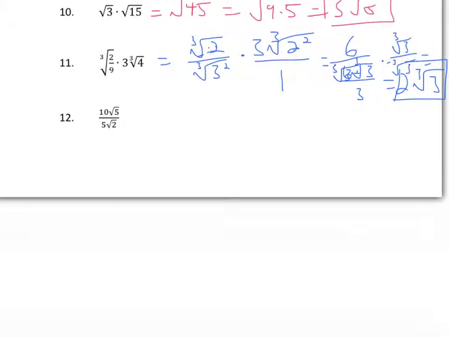All right, last problem. 10 root 5 over 5 root 2. If you have something like this, okay, we can obviously simplify these, and then we have to multiply top and bottom by root 2 over root 2 to get the root 2's out of the bottom. Okay, so 10 over 5 just becomes 2 over 1. 5 times 2 is 10. And root 2 times root 2 is 2. Those cancel out. You're just left with root 10.